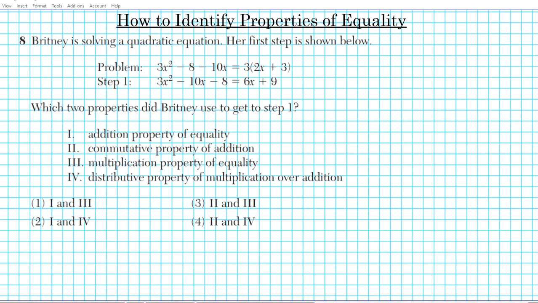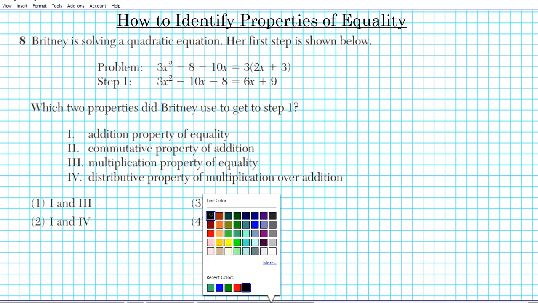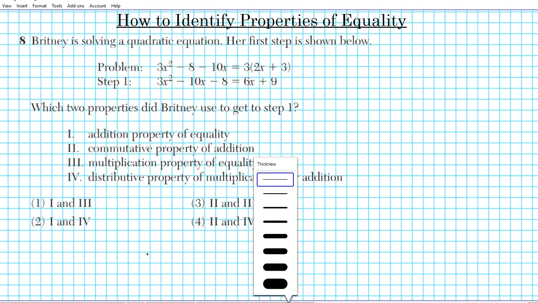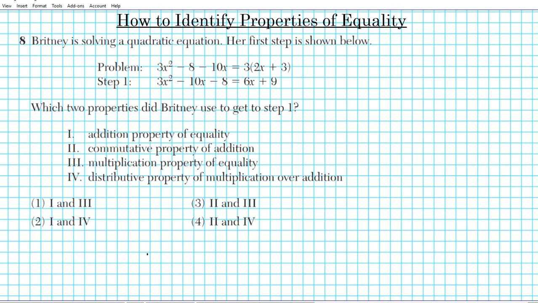All right, let's take a look at question number 8. In question 8, we're learning how to identify the properties of equality given the steps that a student executed. All right, so question 8 reads, it says, Brittany is solving a quadratic equation.